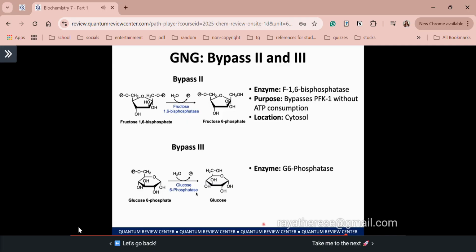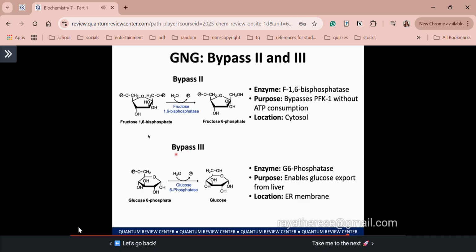Alright, for bypass 3, we have your G6-phosphatase enzyme. So again class, similar with bypass 2, it is just the reverse reaction of the hexokinase reaction. So here, from G6P, we convert it to glucose via the glucose 6-phosphatase reaction. And the purpose, this is to enable glucose export from liver. And class, the location of bypass 3 is very unique. It's in your endoplasmic reticulum membrane.